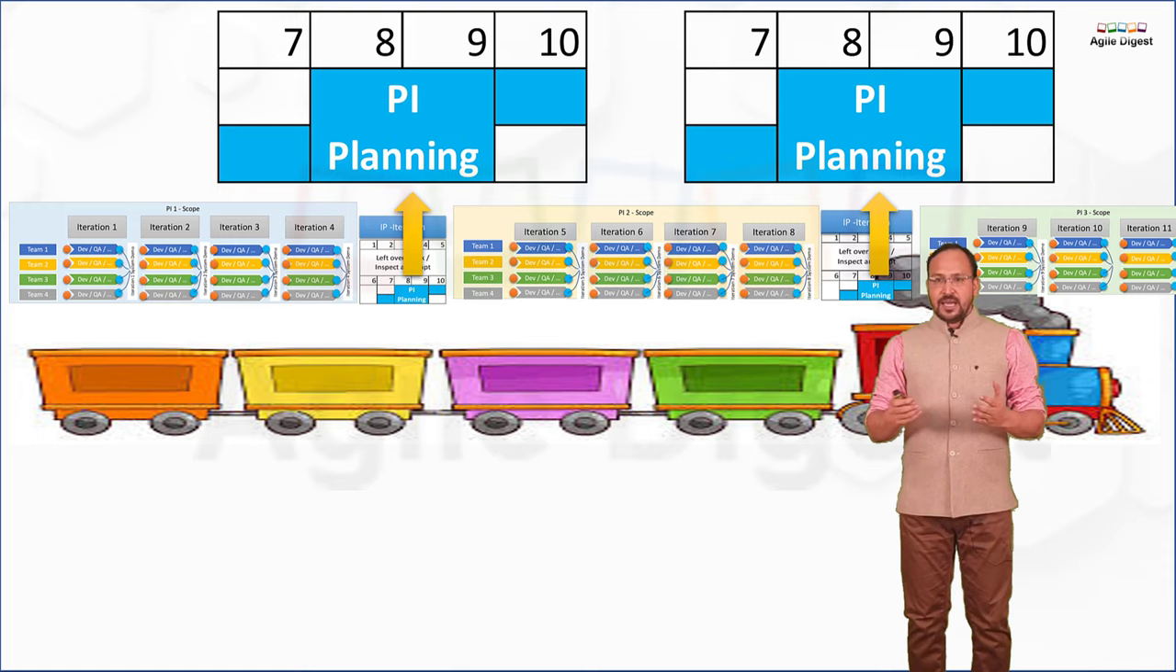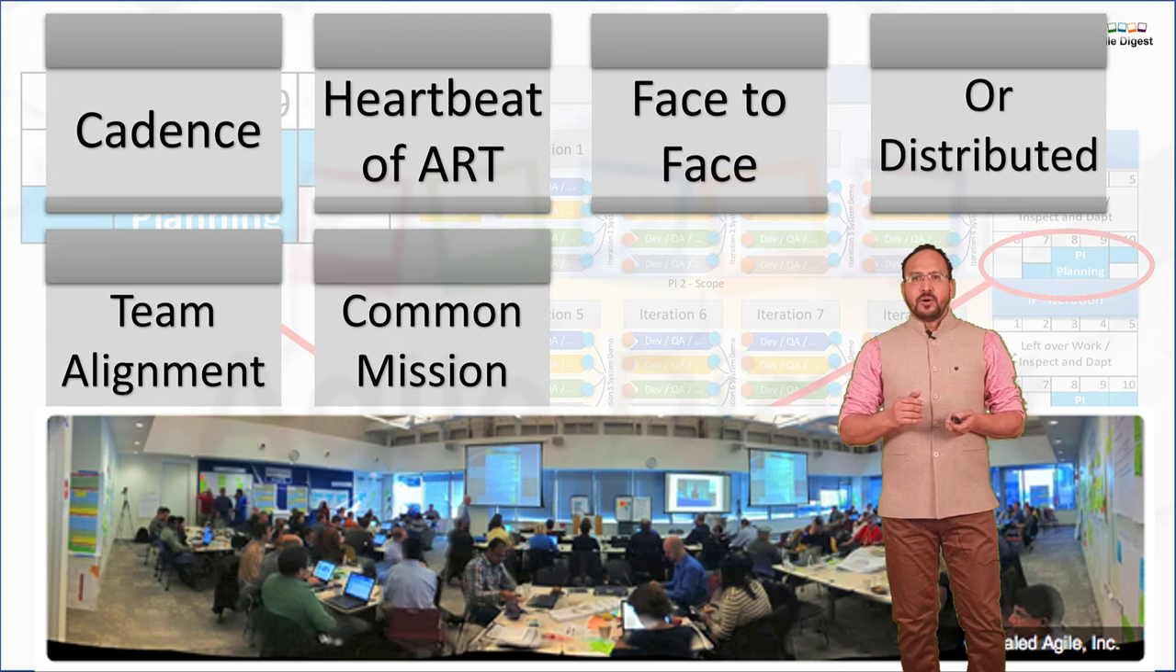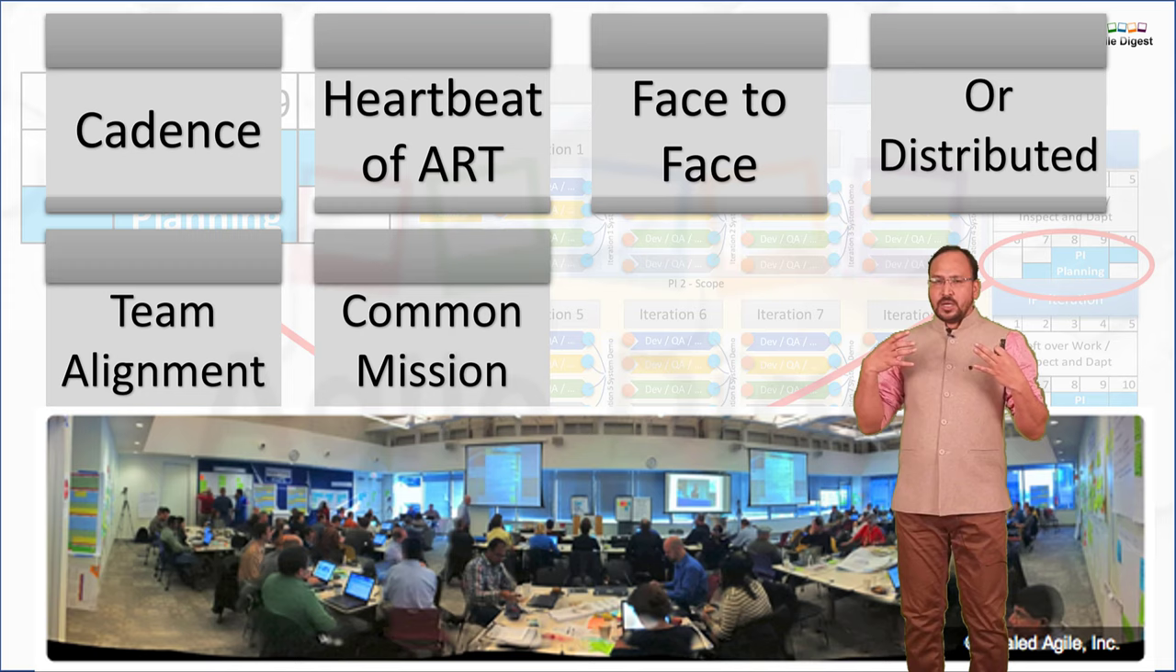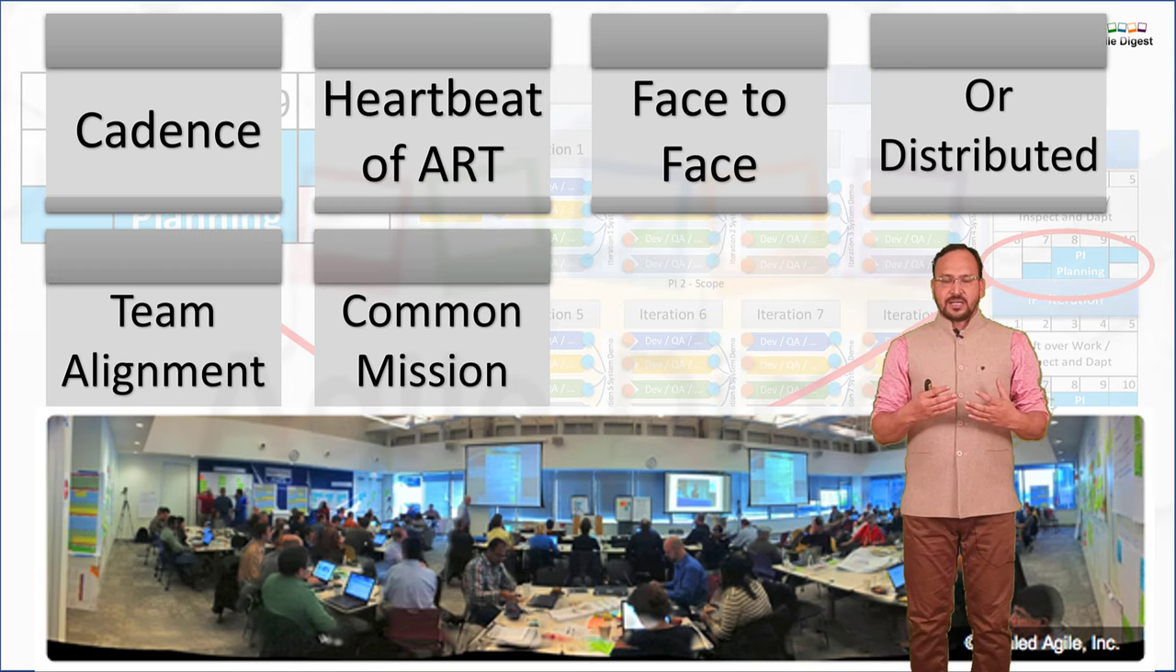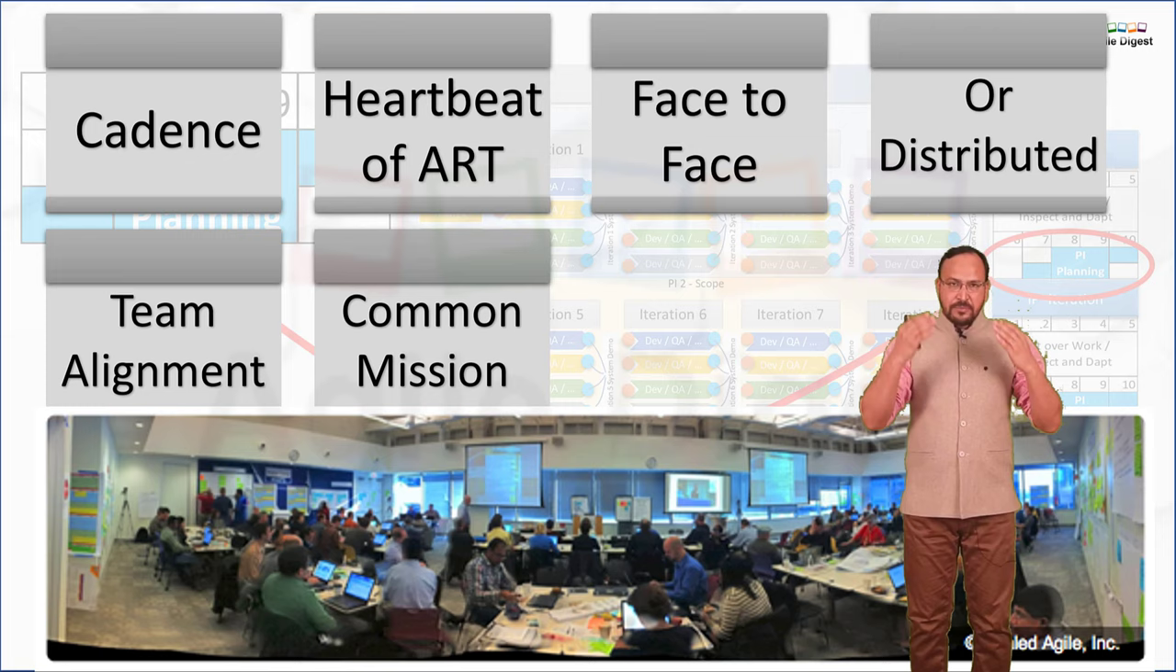Now we'll talk about the key points of having your PI planning. So it's a cadence-based system. It increases the rhythm and everyone works together. PI planning is the heartbeat of the ART. So if you are working on scaled agile, PI planning is very much essential for you. You need to do your PI planning.